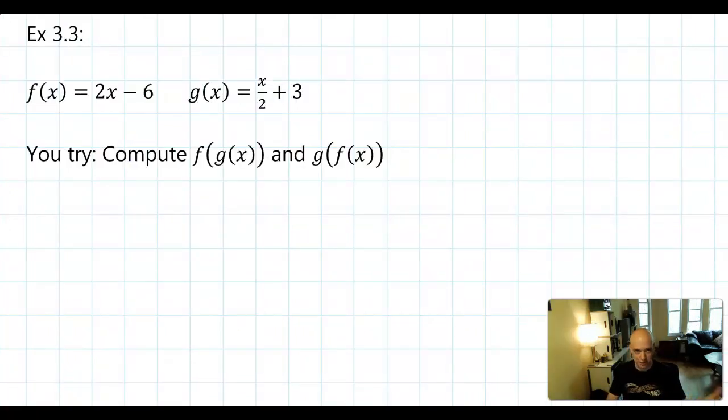Compositions can be somewhat tricky to work out, especially if you haven't practiced them. So I would encourage you to take this example, pause the video, and work it out on your own paper. And I will work it out beneath here, and you can follow along if you get stuck.